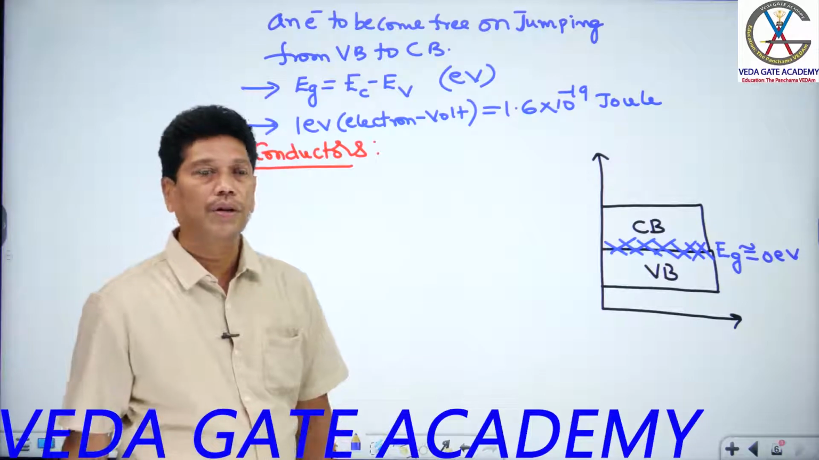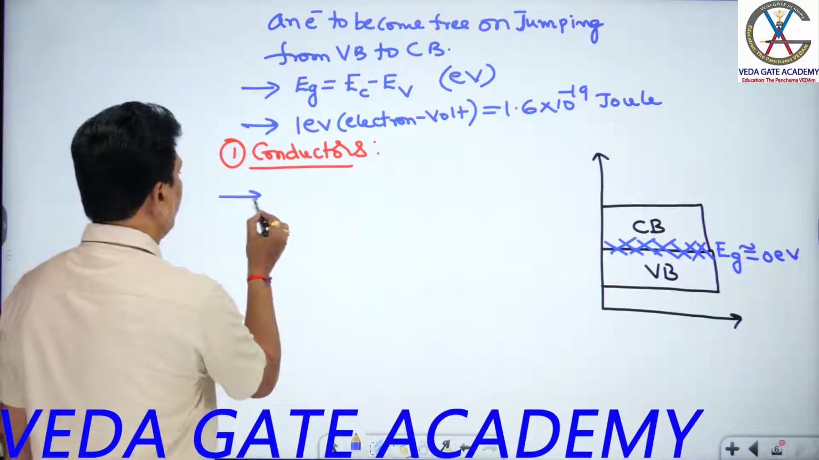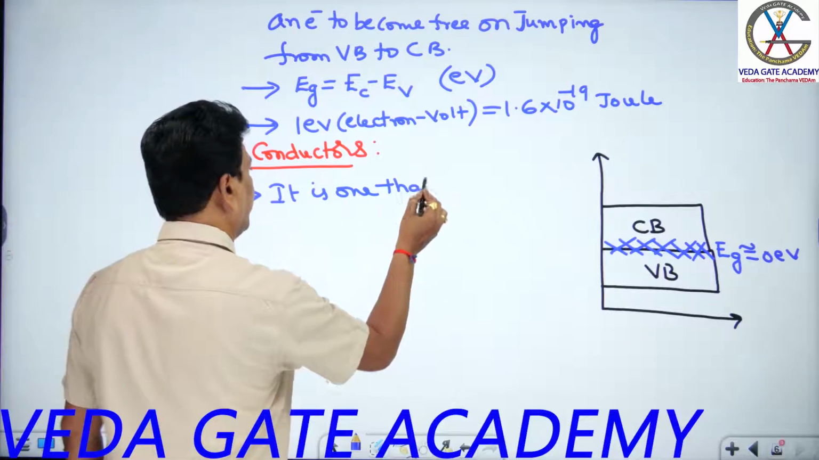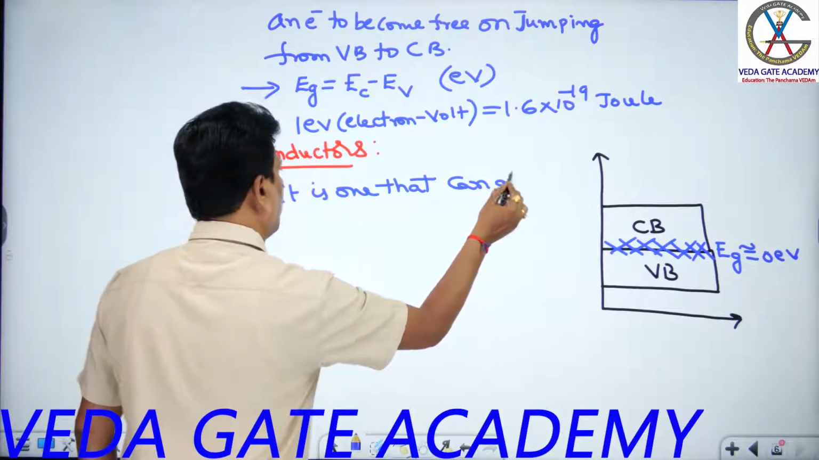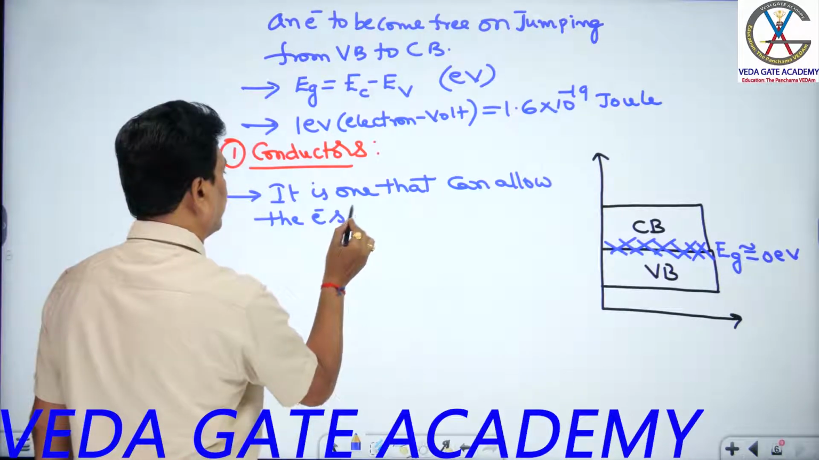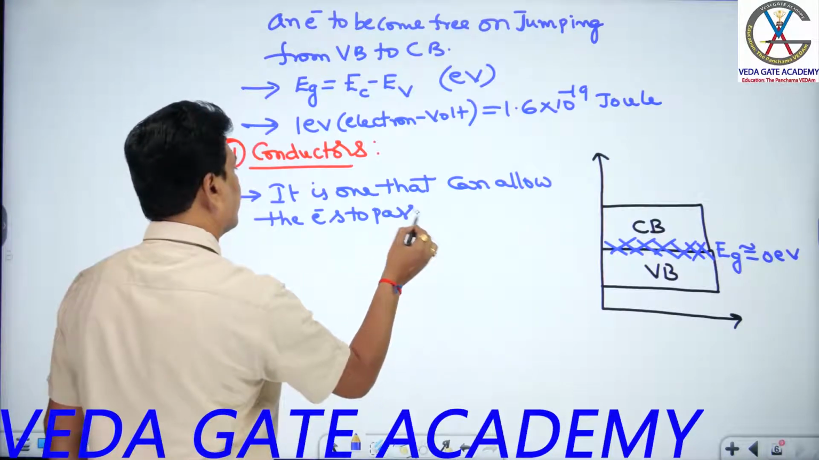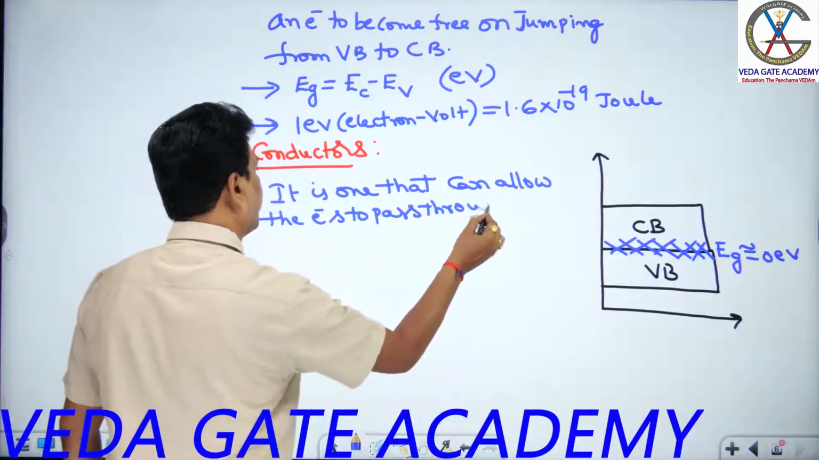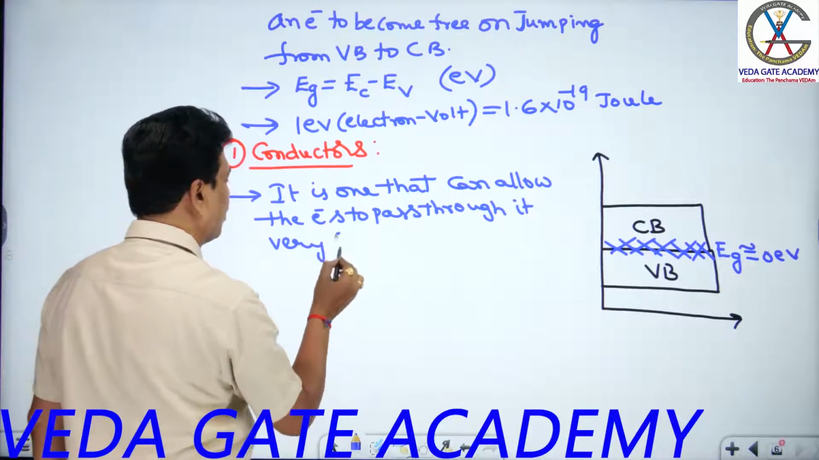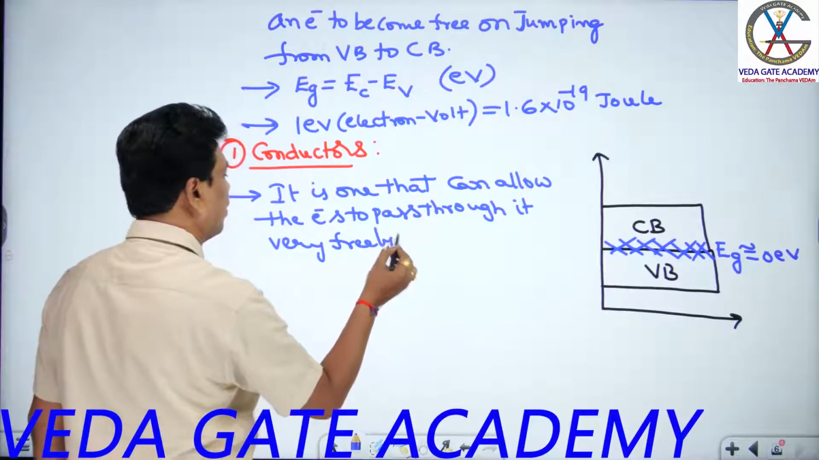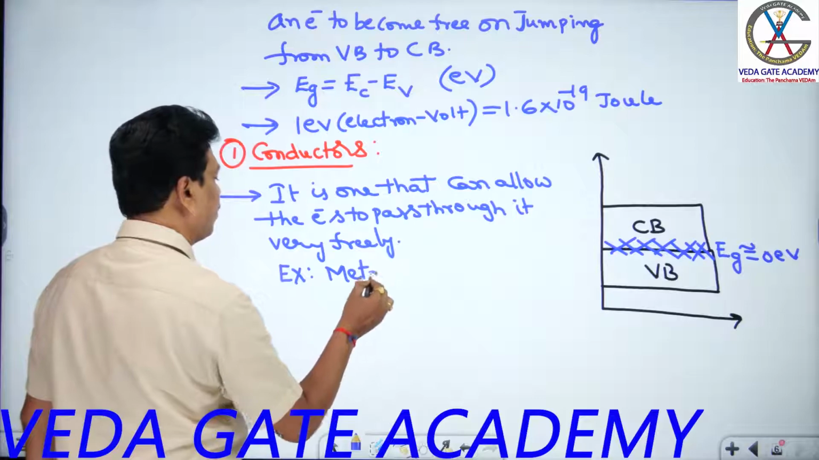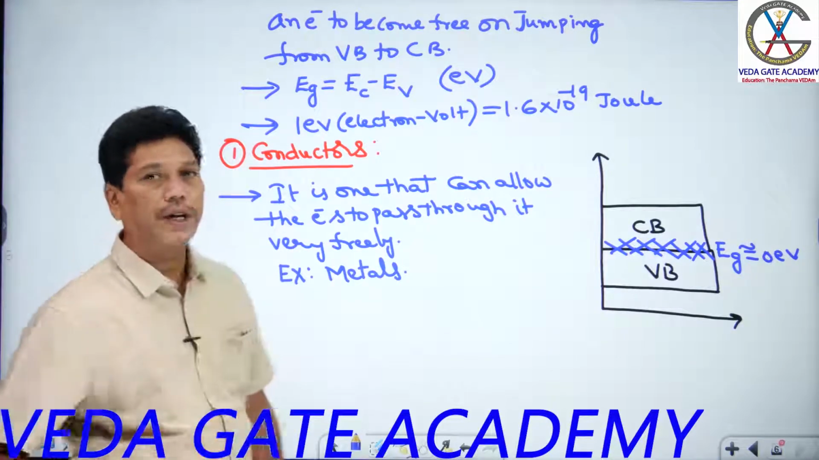That's the case. So what I told you: a conductor is one that can allow the electrons to pass through it very freely. Examples: metals, students. All metals are good conductors.